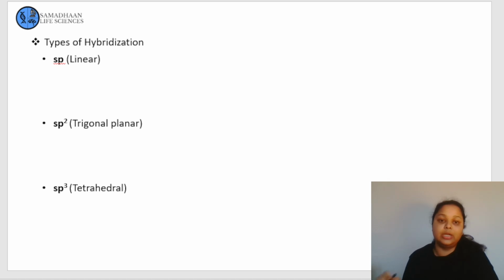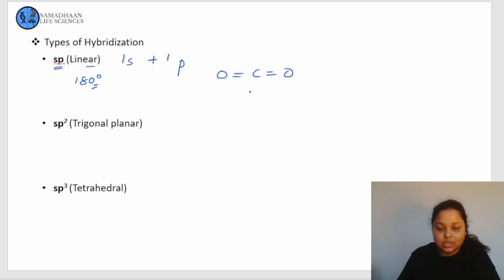Now we can have different types of hybridization. Four of them we will discuss here. The first one is sp hybridization, which is formed by overlapping of one s and one p. So two atomic orbitals are overlapping here to form sp hybridization, which has a linear shape with a bond angle of 180 degrees. Let's take an example. If we take CO2, then this is the structure with sp hybridization and a 180-degree bond angle.